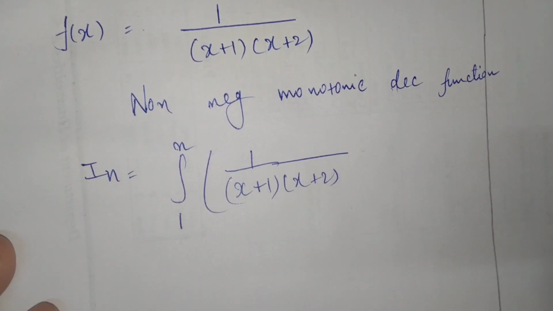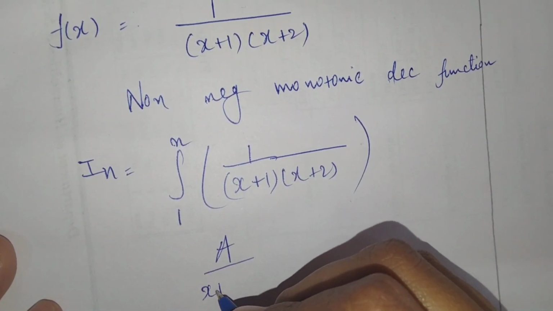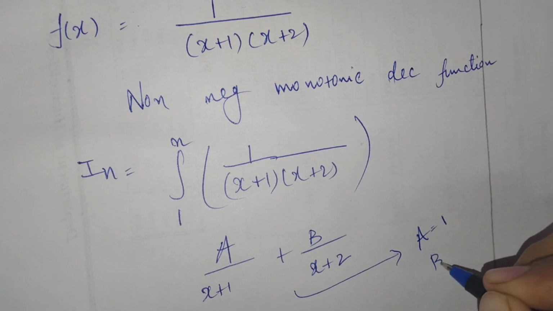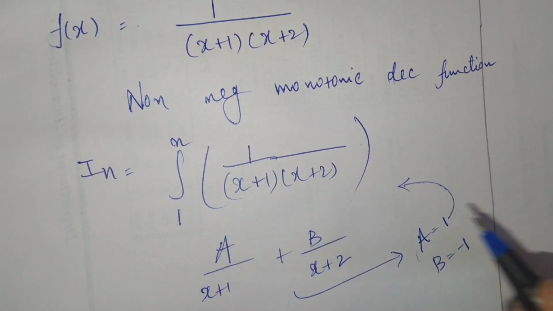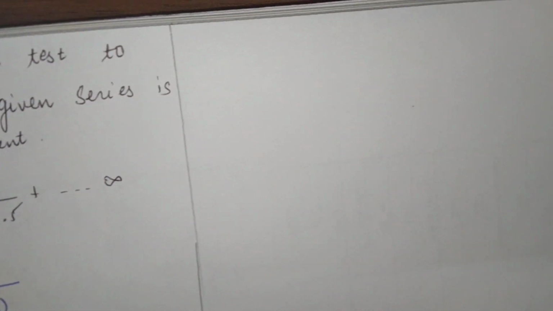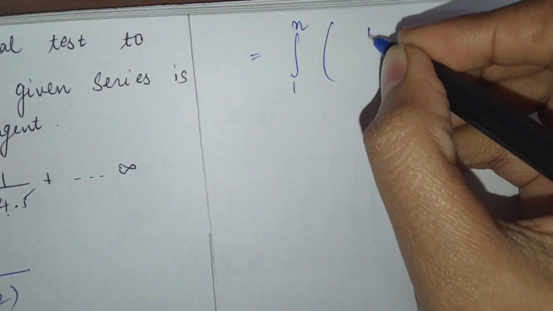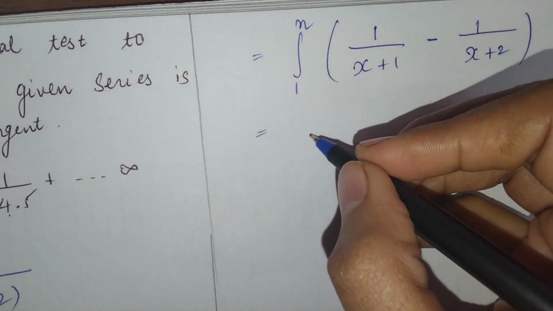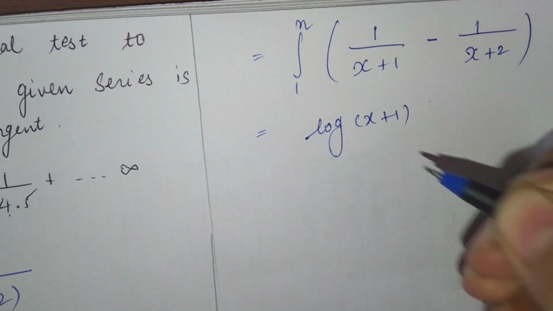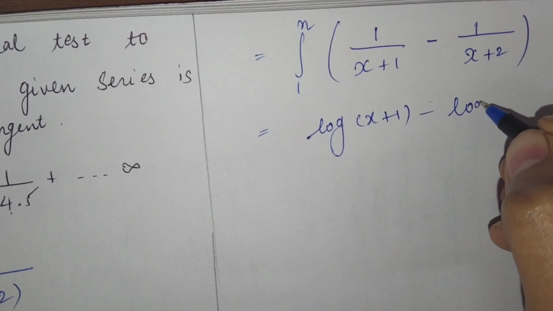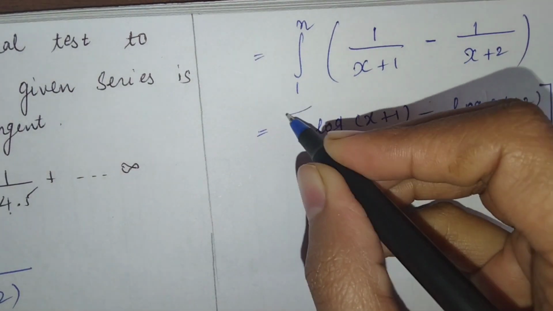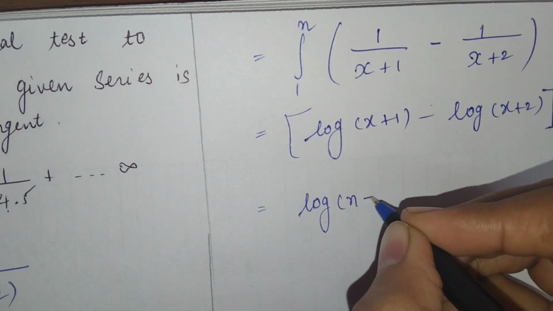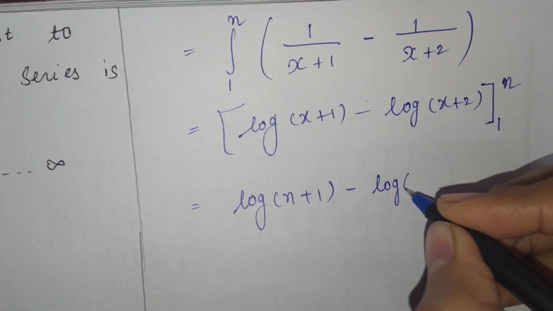Again you all know how to solve this form, that is by using a by x plus 1 plus b by x plus 2 form. If you solve it, you will get the value of a as 1 and b as minus 1, and you have to substitute these values here. So we can rewrite this as 1 by x plus 1 minus 1 by x plus 2. Now integrating it, 1 by x plus 1 gives log x plus 1, and 1 by x plus 2 gives log x plus 2. Now putting the limits in these terms, we get log n plus 1 minus log n plus 2.